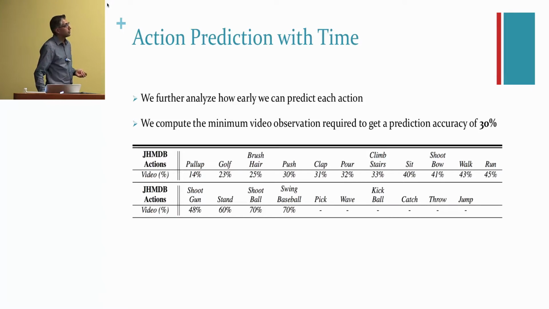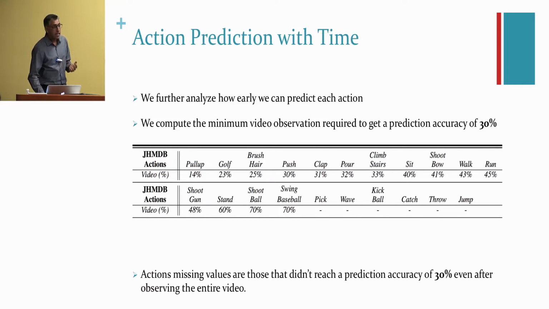So here are the results from JHMDB, which shows that for the pull-up action, we only need to watch 14% of the video, and we are able to get more than 30% accuracy, as compared to swing baseball, which needs about 70% of the video to be viewed. You might have observed that for some actions we don't have any numbers, which says that these actions didn't even reach a prediction accuracy of 30% even after viewing the entire video, which shows the challenging nature of this problem and this data set.